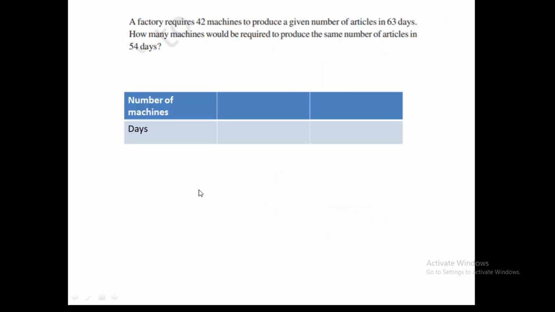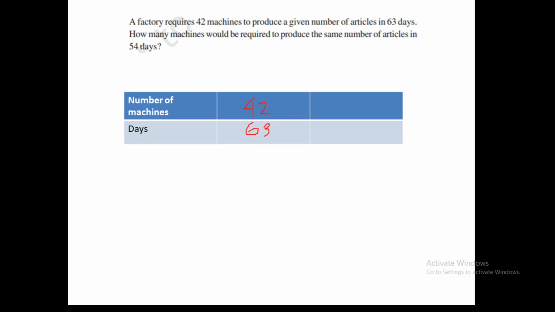So we will do one more question. A factory requires 42 machines to produce a given number of articles in 63 days. How many machines would be required to produce the same number of articles in 54 days? So there are 42 machines to produce a given number of articles in 63 days. So the number of machines the factory has, 42 machines was there. Then the number of articles will be produced in 63 days.